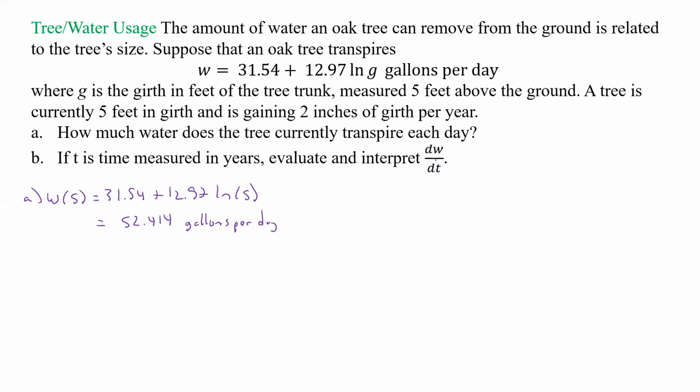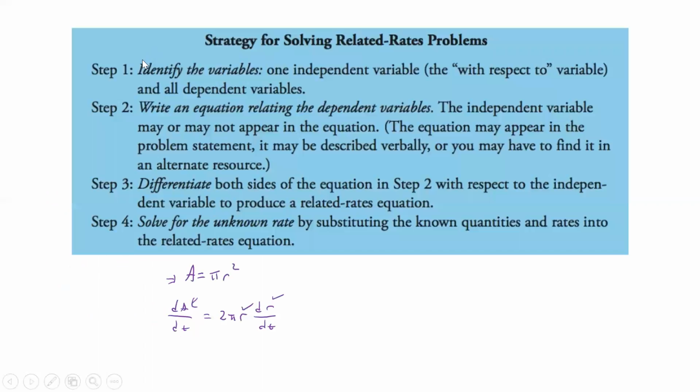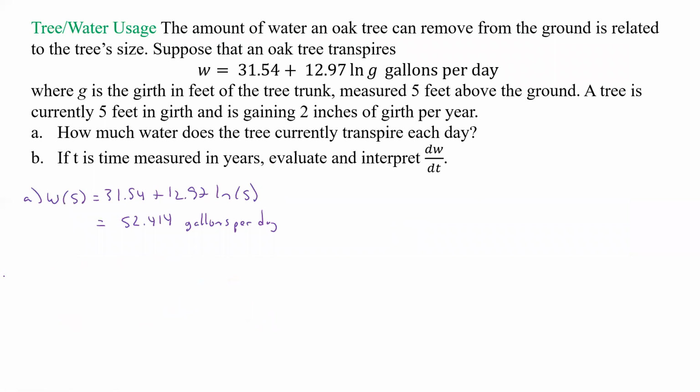All right, so now we're into the part of the problem where we have to actually go back and identify the variables, write an equation relating the dependent variables, differentiate both sides of the equation with respect to the independent variable, and then solve for that unknown rate. So let's go back here. And so B, well, what's the first step? Step one, let's write these out as we go. What we need to do is identify the variables. So we have dependent and independent.